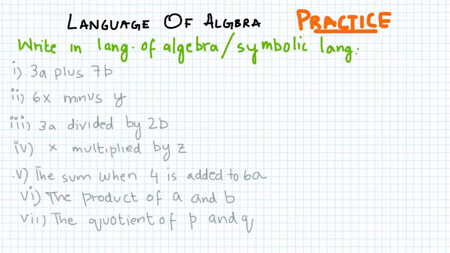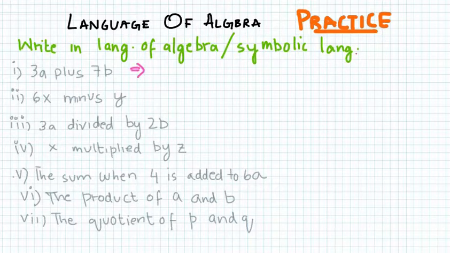We have already studied the operators, and since algebra is the language of constants, variables and operators, we have to use the same thing and transform this descriptive form into the algebraic form. So let's start off. Okay, so the first is 3a plus 7b.